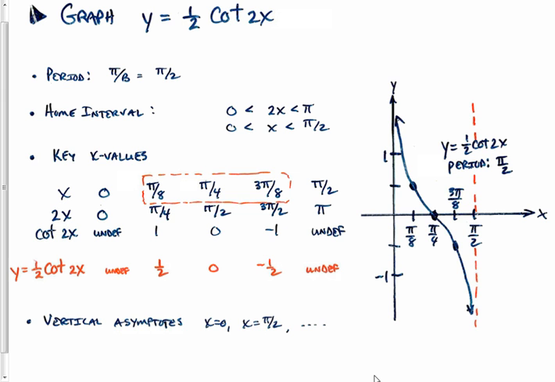Now, the tangent function goes up from left to right. The cotangent function goes down from left to right, and you can see it happen right here. Now, we have a vertical asymptote at x equals 0, which is the same as the y-axis, and so I didn't put that in there. But we also have a vertical asymptote at pi over 2, and that's right here, okay?